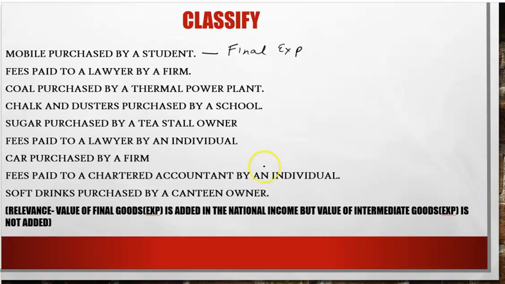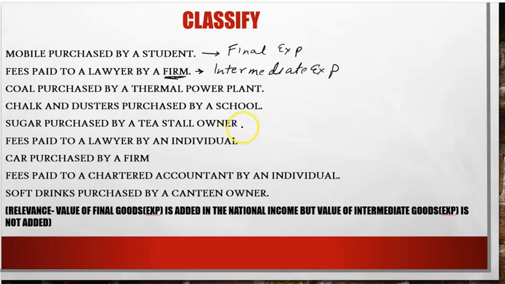Fee paid to a lawyer by a firm. So the firm is paying the fee to the lawyer and that fee is included in the cost of the product which the firm is offering. So I told you all the expenditure by the firm is intermediate if it is not long term. So it's an intermediate expenditure.